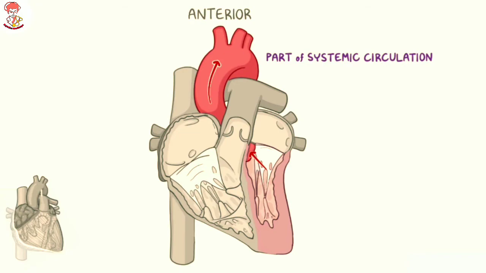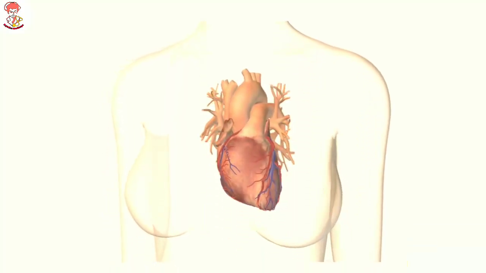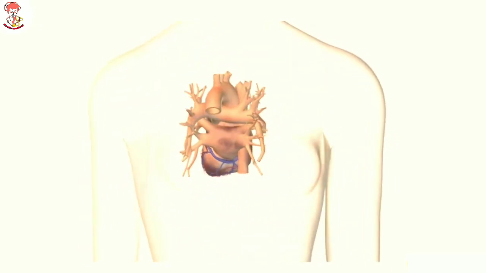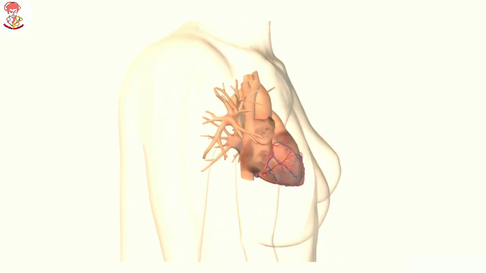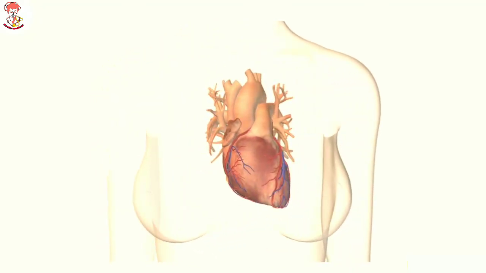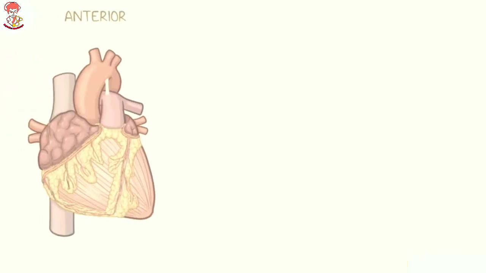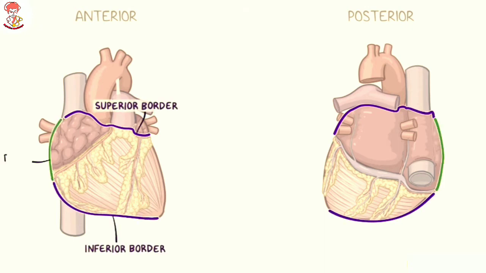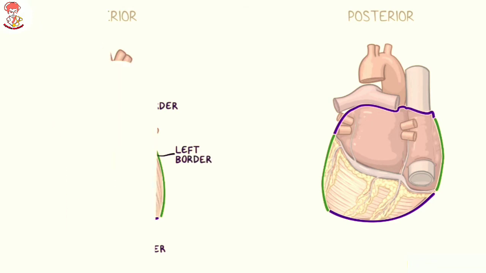So looking at it in three dimensions, the heart looks like an upside-down, tipped-over pyramid with four sides, a base that is mostly posterior, and an apex or tip that points anteriorly and slightly to the left. On an anterior view in two dimensions, the heart is shaped like a trapezoid, so it has a superior and inferior as well as a right and left border.